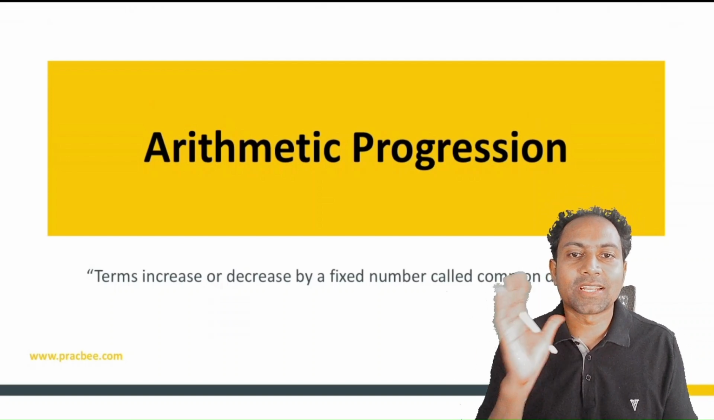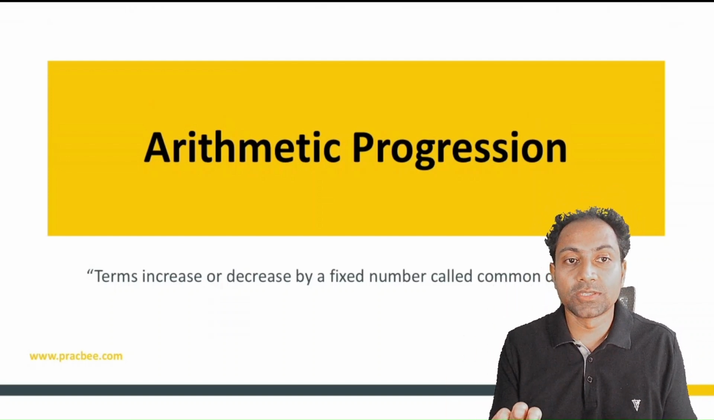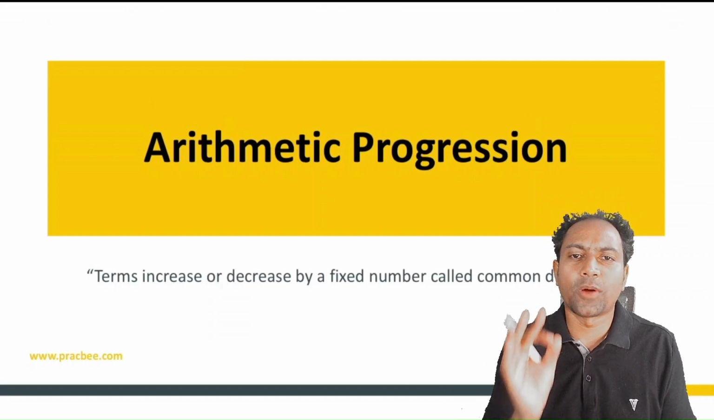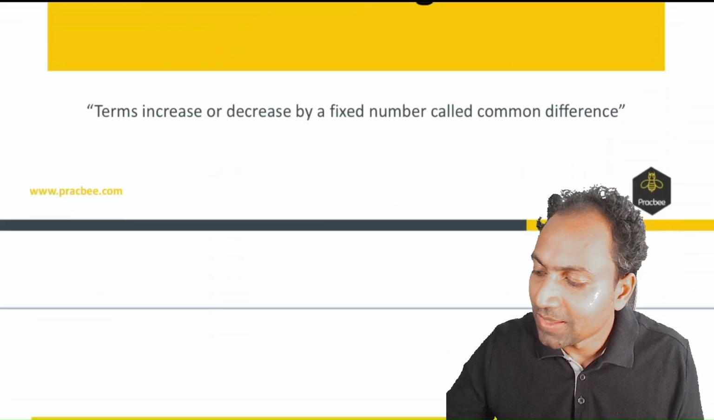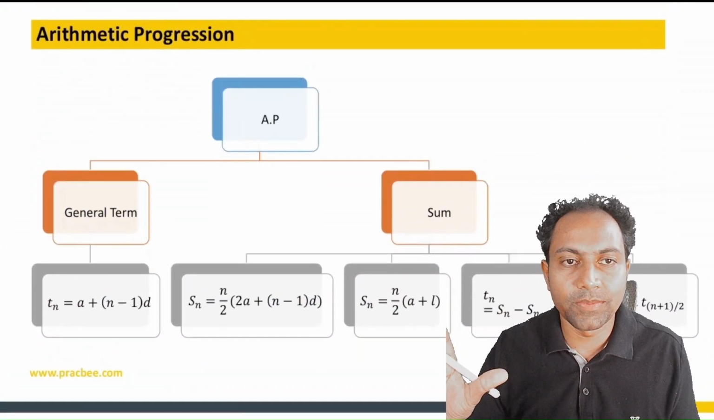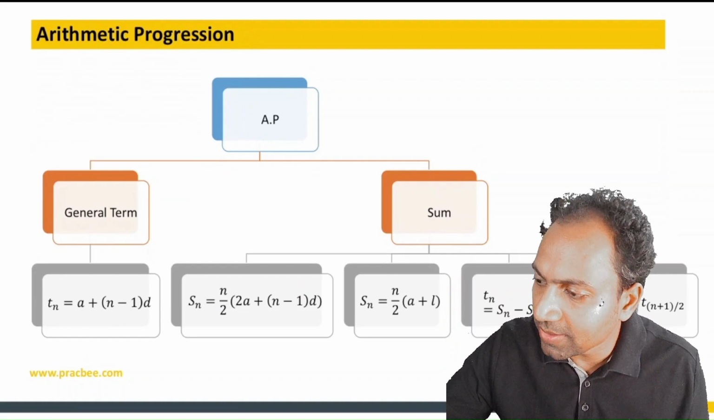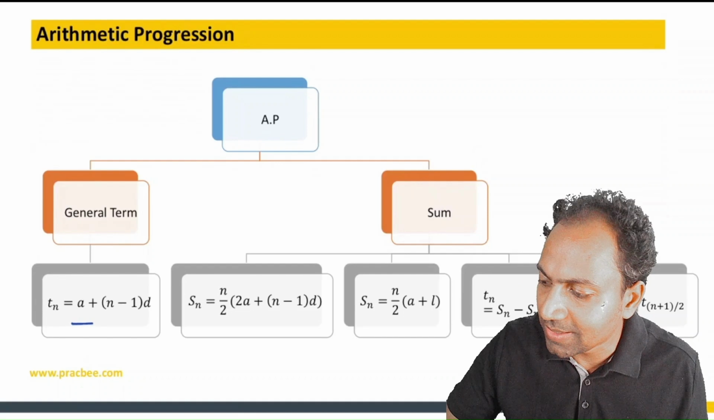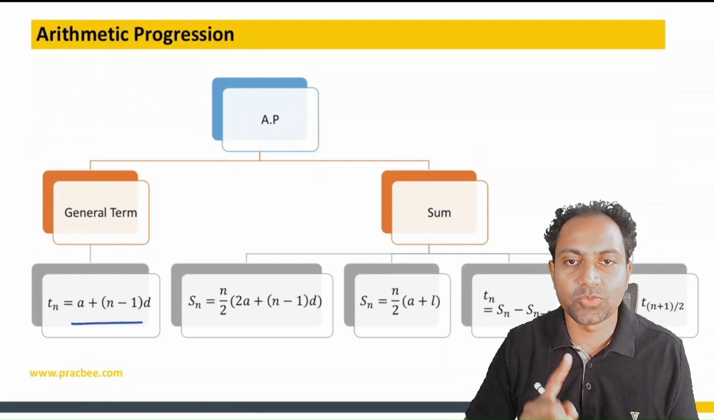Now by definition, arithmetic progressions are those progressions where terms increase or decrease by a fixed number. That is, the common difference is always constant. Now if you look into this part, you can see that these are the basic results that are available to us. The first and foremost idea is the idea of the general term, where we have a formula that the nth term is nothing but a plus n minus 1 into d.